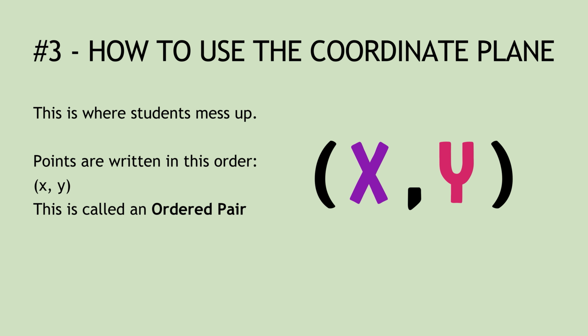Number 3, how to use the coordinate plane. So this is where students mess up the most. Points are written in this order, x, comma, y. You can kind of think of it as whenever you say the alphabet, x comes before y, so there is no need to switch this order up. This is called an ordered pair because this is the order of a pair of numbers. Get it? Got it? Good.